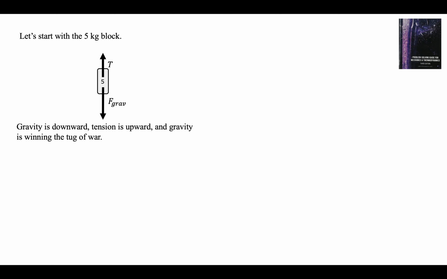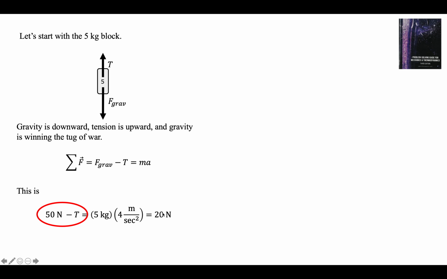Let's start with the 5 kilogram block. We have a 5 kilogram block, we have gravity, and we have tension, a rope attached to it. Gravity's downward, tension's upward, gravity's winning, because in the problem it says the 5 kilogram block is accelerating downward at 4 meters per second each second. The sum of the forces is F gravity minus T, as can be seen from the diagram, and we set that equal to ma with the mass at 5 kilograms. So the sum of the forces is 50 minus T, because it's a 5 kilogram mass. The gravitational force is 50 newtons, and we have ma that's given. ma is 20 newtons. 50 minus T is the sum of the forces, and ma is 20. So we know what the tension is. The tension is 30 newtons.